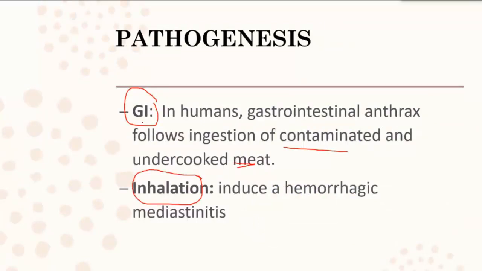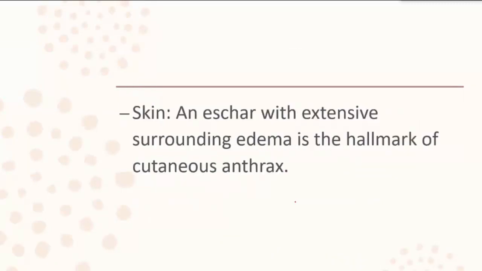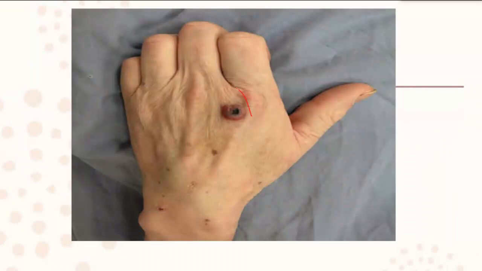There are other forms. In GI, it is contaminated meat. Usually in the history, a patient ate undercooked and contaminated meat, or inhaled the spores. The skin: in Arabic this is the term. Skin will show an eschar with extensive surrounding edema, the hallmark of cutaneous anthrax. So an eschar due to black necrotic tissue surrounded by edema. This is what you call in Arabic al-jamra al-khabitha. Okay, you see the black eschar, this is the black skin. This necrotic black area is surrounded by edema.